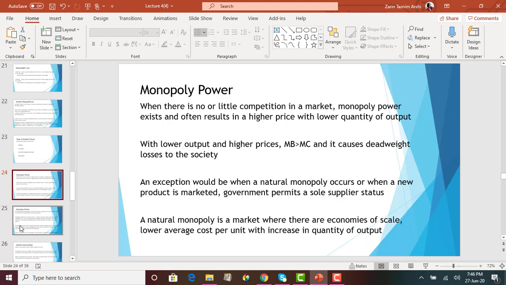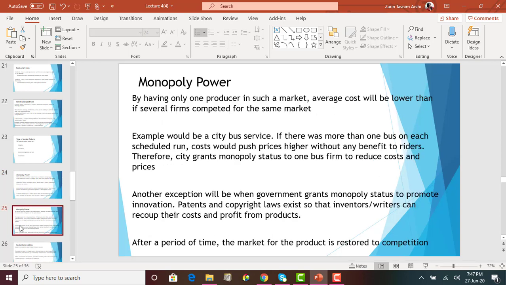Now an exception would be a natural monopoly. A natural monopoly occurs when there is a supplier who comes up with an innovation and discovery. They're in their very initial stages and they're protected by the government because of government permits. A natural monopoly is a market where there are economies of scale. We will learn about economies of scale later, but what it means is the average cost decreases as you increase the output, and that's what natural monopoly means.